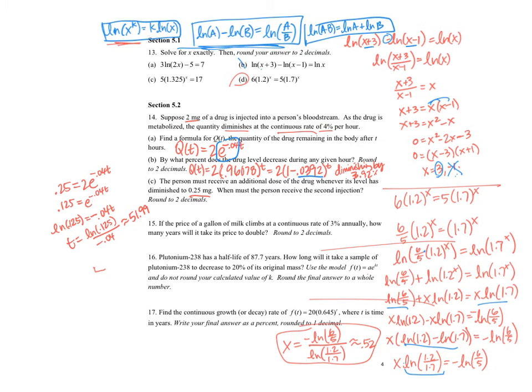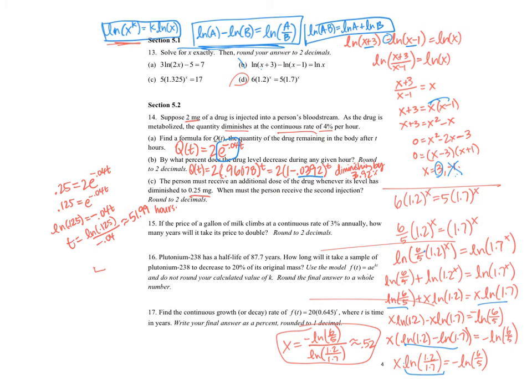So 51.99, and what are the units of t? Hours? Boy, that seems like a long time. Okay, so 0.25. Did I do something wrong? Natural log of 0.125 divided by negative 0.04. Okay, so there you go.